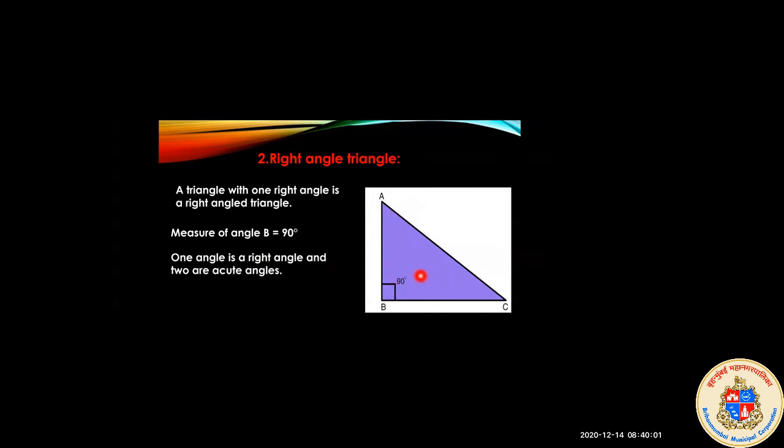In a right angle triangle, once one angle of the triangle is 90 degrees, then the other two angles, now see here, angle A and angle C, they are less than 90 degrees. That will be an acute angle. So you have to remember, in a right angle triangle, the measurement of one angle is 90 degrees and the other two angles will be less than 90 degrees. So that triangle will be a right angle triangle. So this triangle ABC is a right angle triangle.